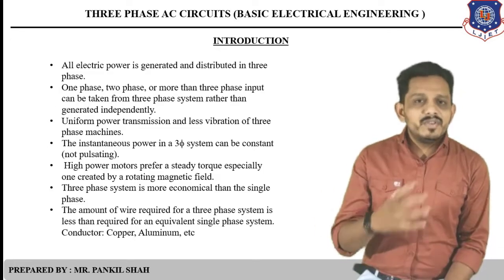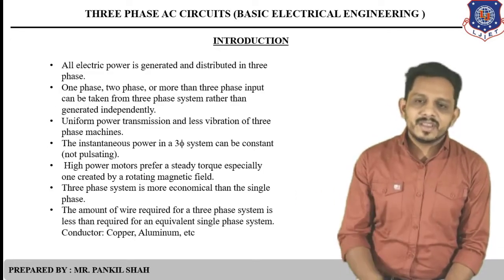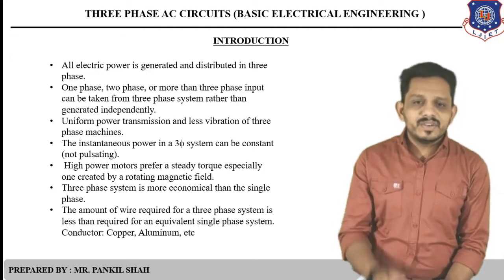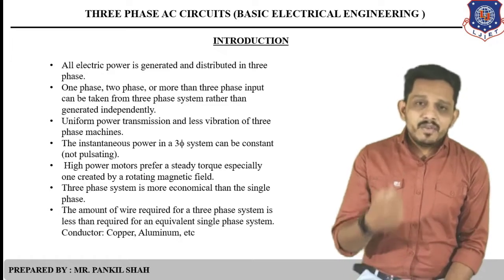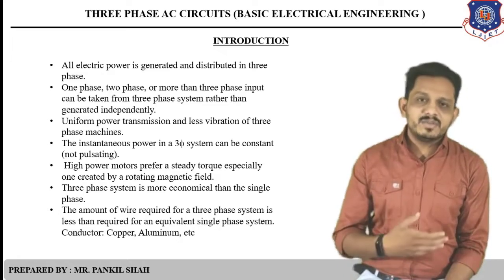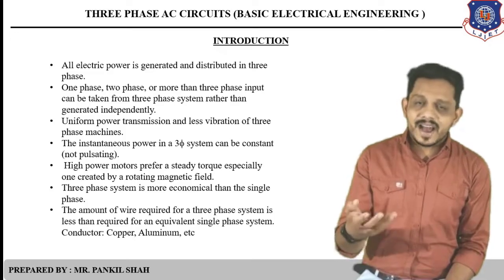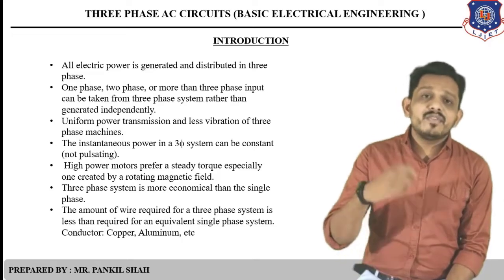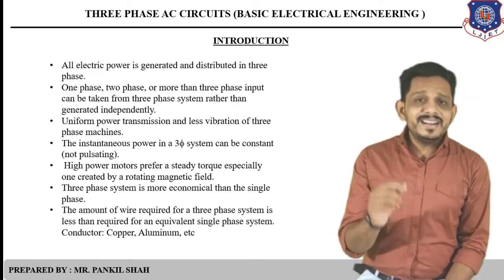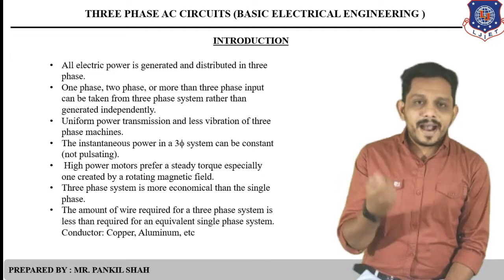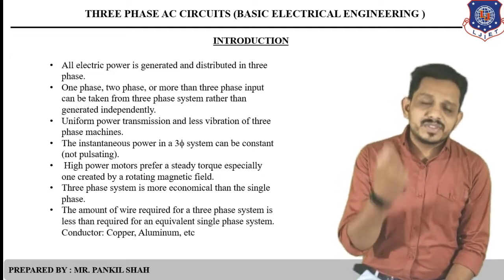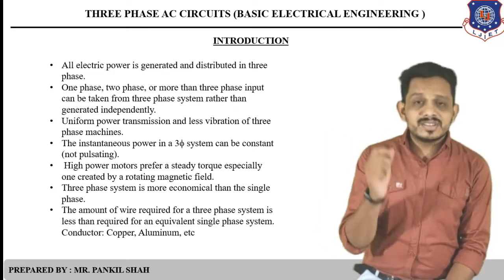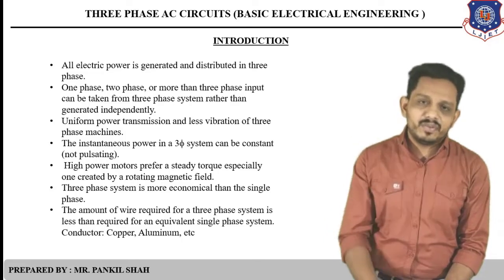So in industries, we are using three-phase machines. Next advantage of the three-phase system is the instantaneous power in a three-phase system can be constant, not pulsating. We have seen the pure resistive circuit, pure inductive circuit, pure capacitive circuit, RL, RC, RLC circuit. But in each type of that circuit, power was pulsating. Pulsating means power at some instant will become zero. But in case of the three-phase system, power will be constant. So this is the major advantage of using the three-phase system.